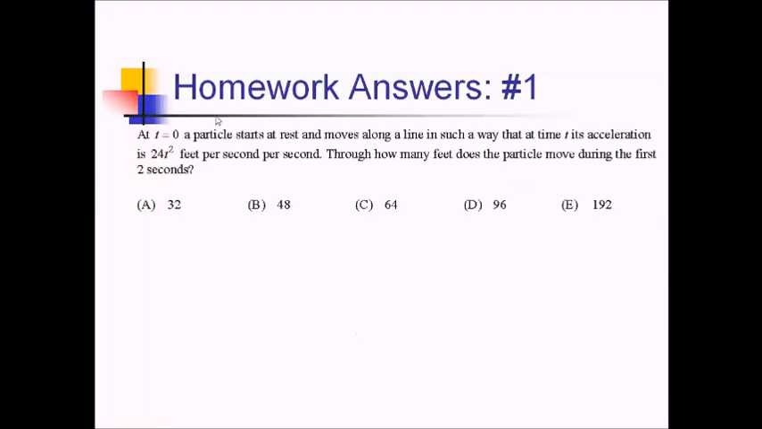On this problem, we have a particle that starts at rest and goes on a line in such a way that its acceleration is 24t squared feet per second squared. We want to know how many feet this particle moves through during our first 2 seconds.